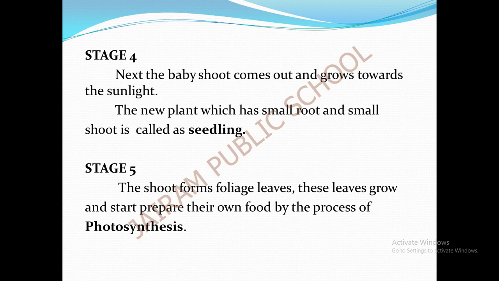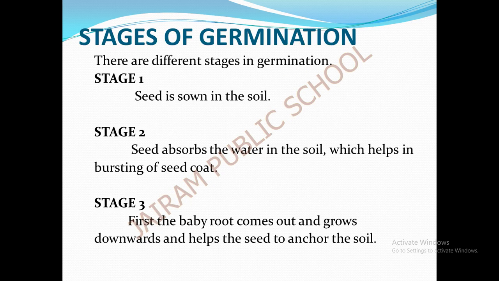Stage 4: next, the baby shoot comes out and grows towards the sunlight. The new plant which has the small root and the small shoot is called the seedling. Stage 5: the shoot forms the foliage leaves. These leaves grow and start to prepare their own food by the process of photosynthesis. I'll explain each stage in brief.